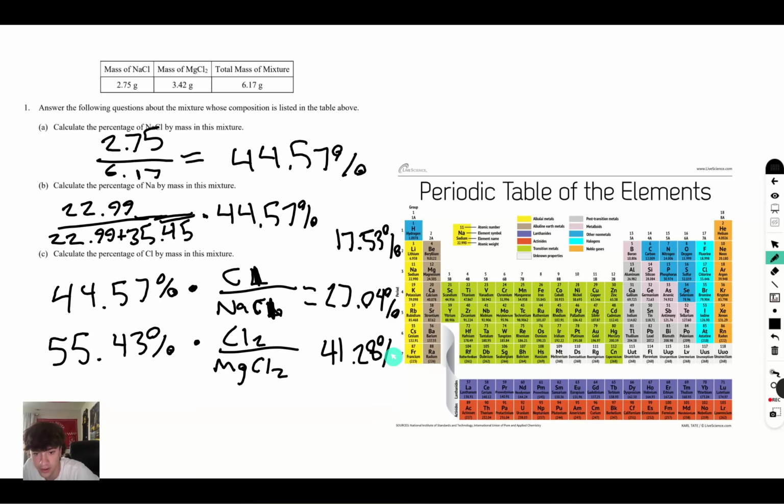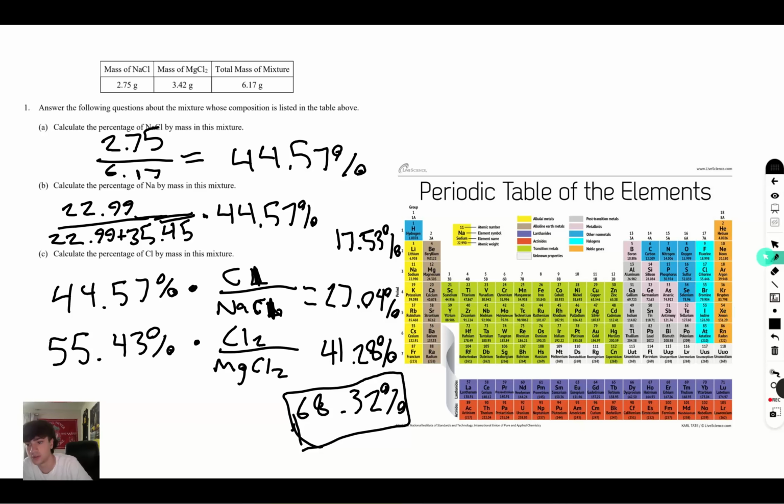41.28% is the chlorine that is in the MgCl2. We add these up together, you get 68.32%. That's how much of the mixture is chlorine that's either in the NaCl or the MgCl2. And your last step, or actually no, you don't. You just leave it like that. If it was asking for the mass, then you would multiply this by 6.17, but since it's just asking for the percent composition, you leave it like this. 68.32% of the entire mixture is going to be chlorine.